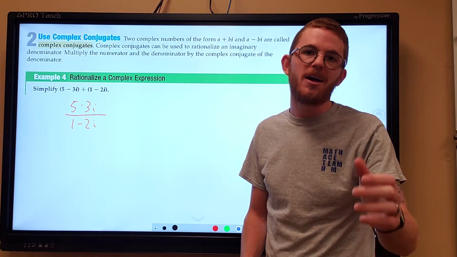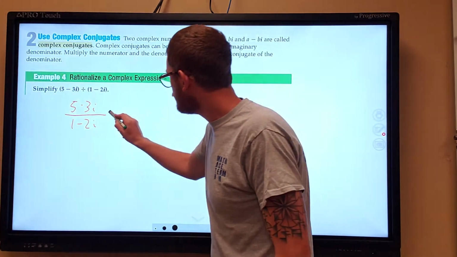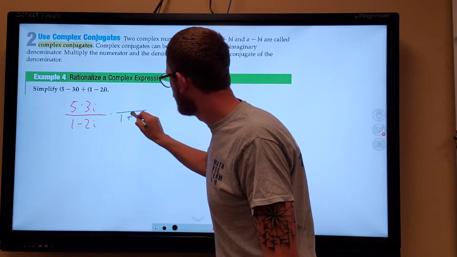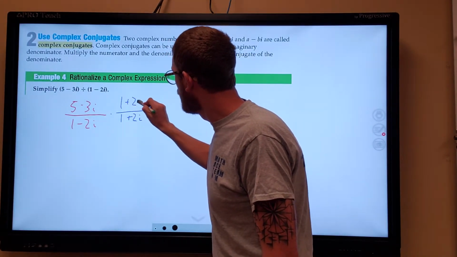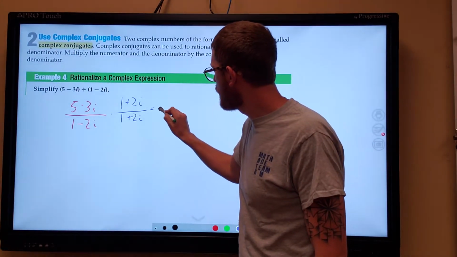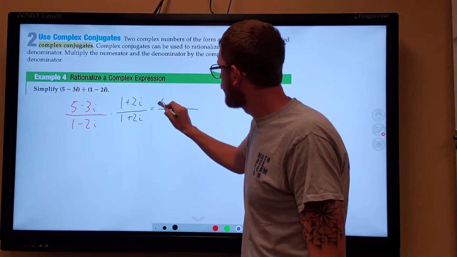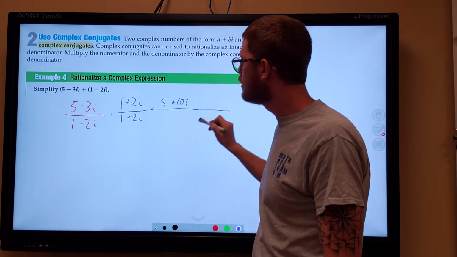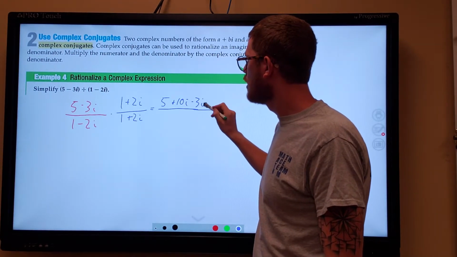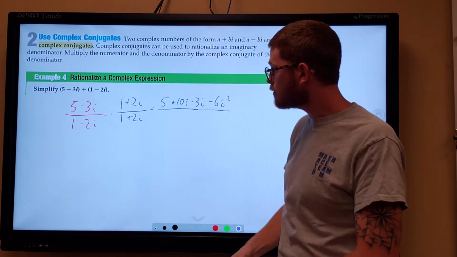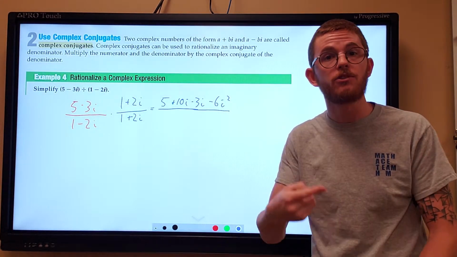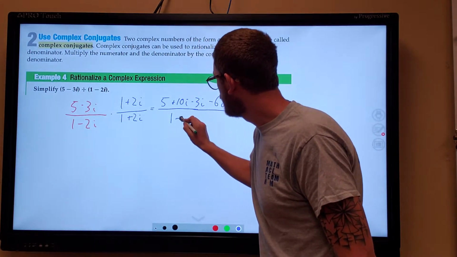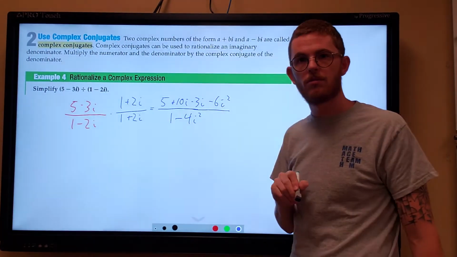We're going to multiply by the complex conjugate. It's the denominator that has the problem, so I'm going to multiply by the conjugate of the denominator. The numerator, we multiply across, we have 5 plus 10i minus 3i minus 6i squared. In the denominator, we're multiplying conjugates, so let's use our rule. It's going to be the first term squared minus the second term squared. Saved us some time.